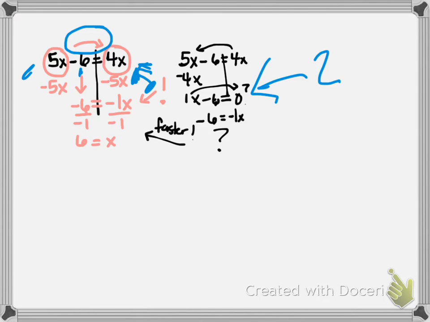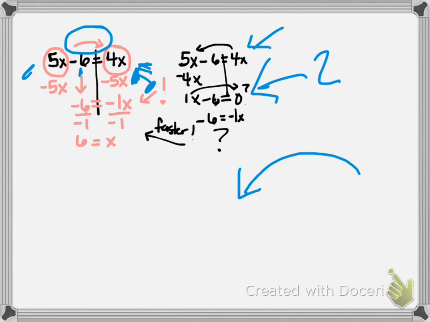I kind of picture it this way. If I move that 4x over, like in this question, I've just made my equation unbalanced and it's going to topple over this way because I've made it heavy. So make sure that you keep it balanced on both sides, okay?